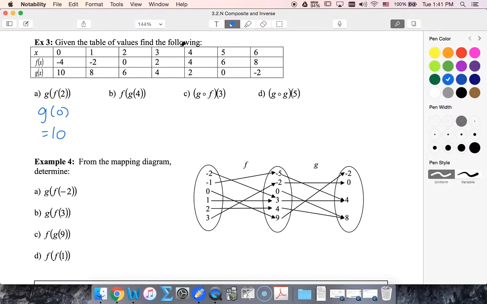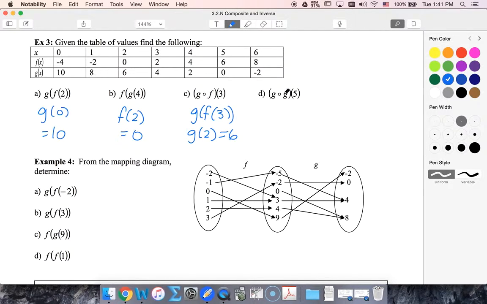F of g of 4, g of 4 is 2. F of 2 is 0, and I know that from here. G of f of 3, well, f of 3 is 2, g of 2 is 6, which I see over here. G of 5, well, g of 5 is 0, and g of 0 is 10.